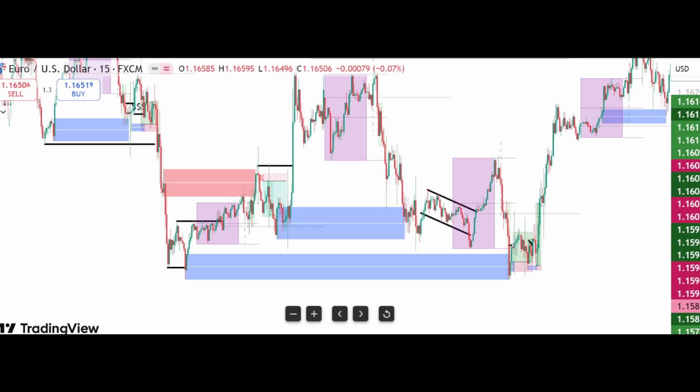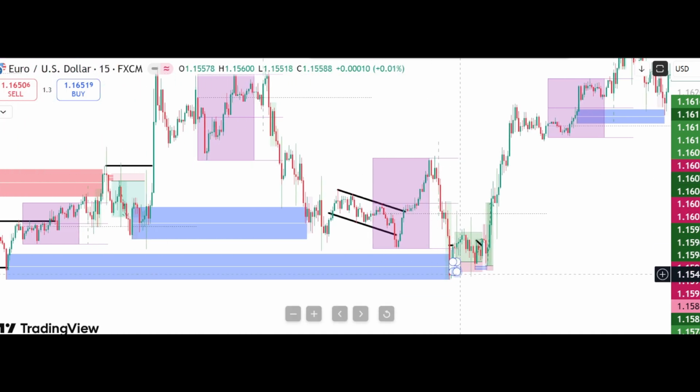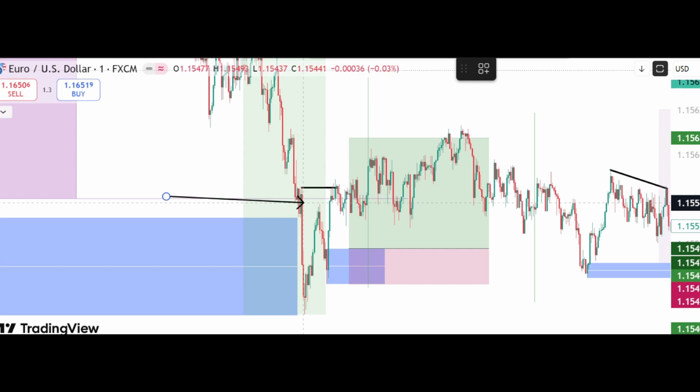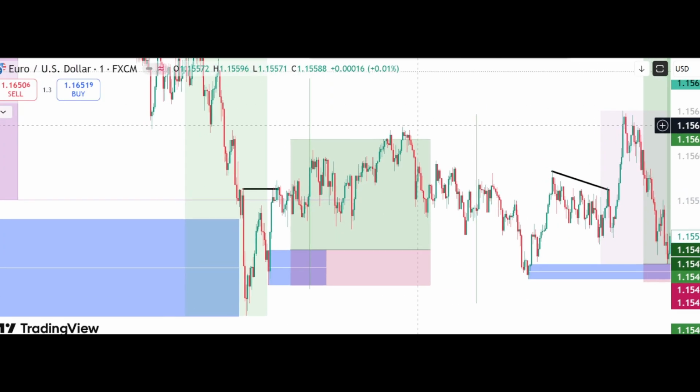After mitigation, I went to lower time frame. Let me show you my entries. This was the last candle that caused the mitigation of the demand. As you can see, this candle caused the mitigation of over 50% of the demand. I took this one as my change of character. Then price stalled a bit.